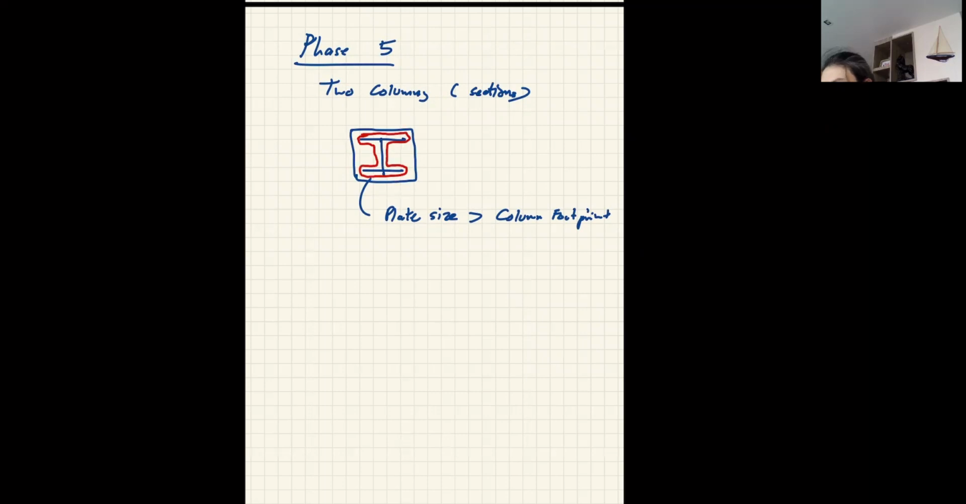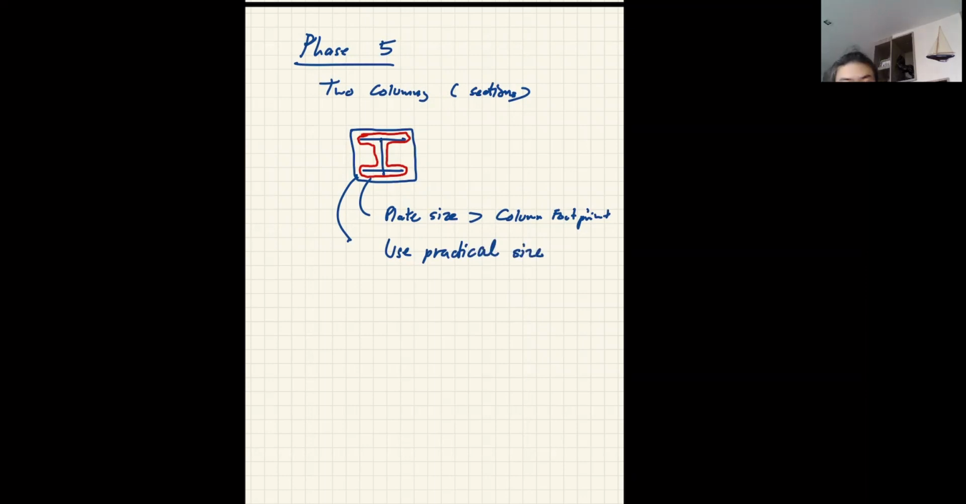It means that if the calculated size of the base plate is already smaller than the column footprint, the concrete crushing should not be a problem. Once you have the physical size, try to use a practical size if possible. Keep it square if possible.